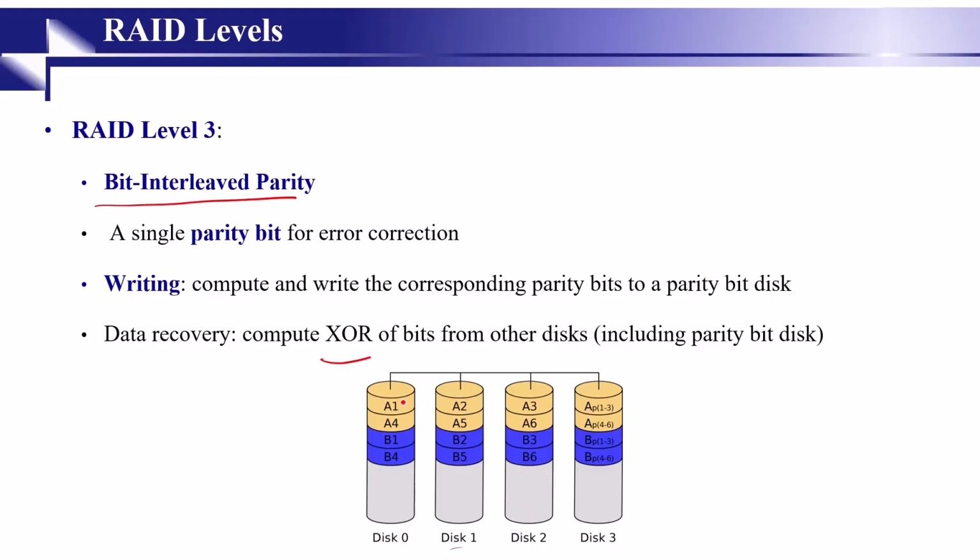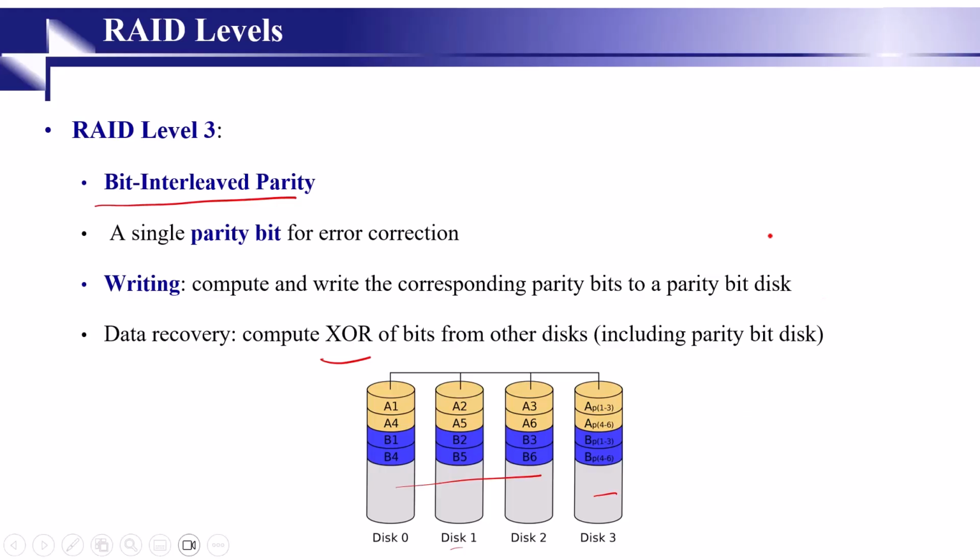Data is striped across the first 3 disks, and so we can say A1 to A6 on here, while the fourth disk is dedicated to parity blocks like AP and BP, something like that. This bit interleave parity enables recovery from single disk failure, though RAID 3 is less used now due to its reliance on bit level striping.